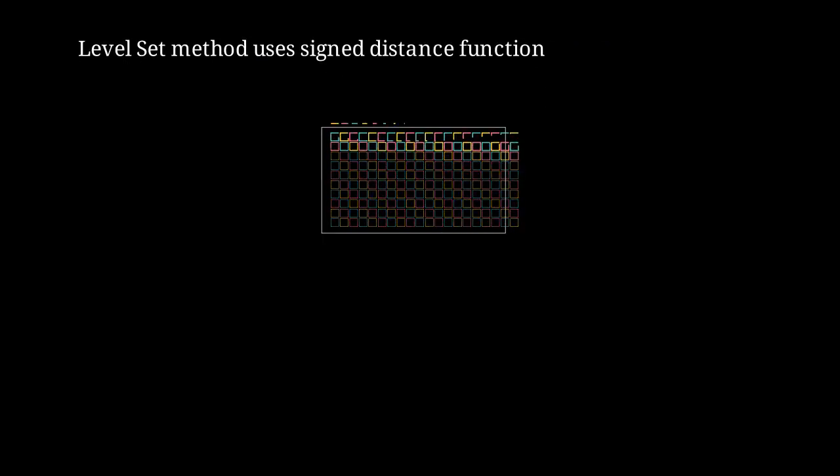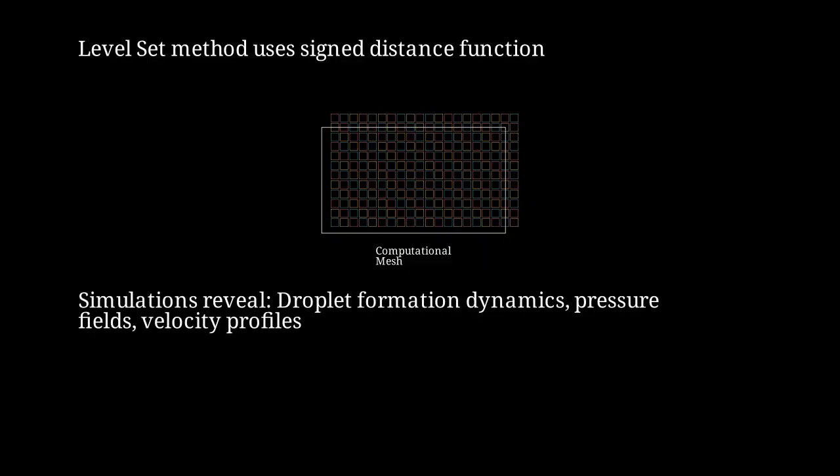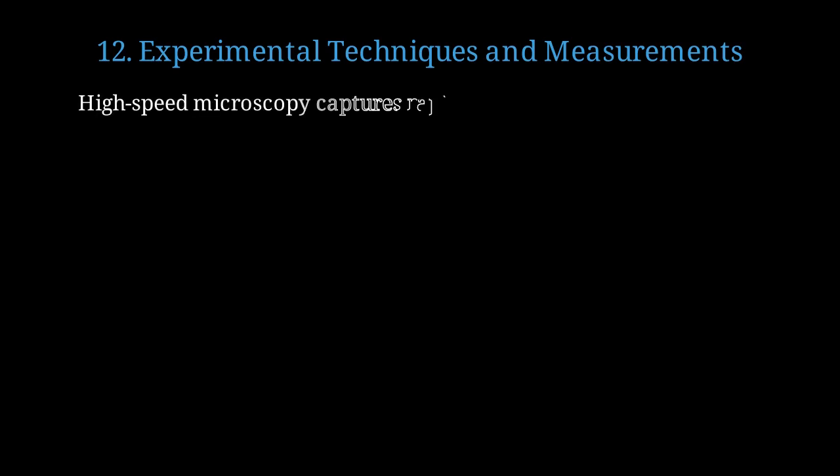The computational domain is discretized into a fine mesh, where the governing equations are solved numerically at each time step. Simulations reveal detailed information about droplet formation dynamics, internal pressure distributions, and velocity profiles that are difficult to measure experimentally. Specialized experimental techniques are needed to observe and quantify these microscale phenomena. High-speed microscopy with frame rates exceeding 10,000 per second can capture the rapid dynamics of droplet breakup and coalescence.